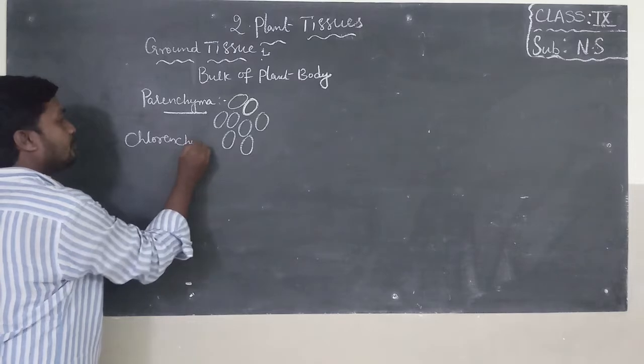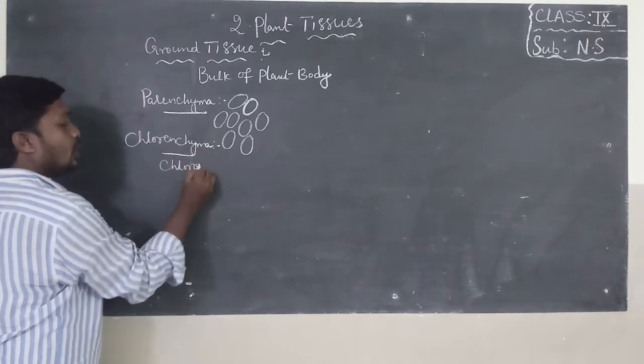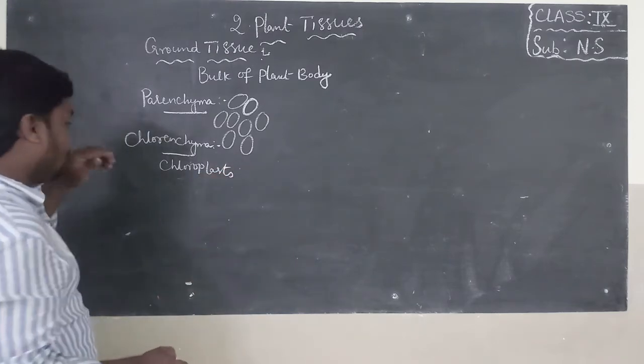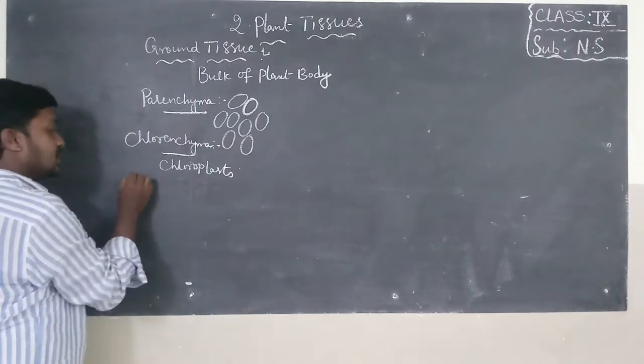chlorenchyma. This chlorenchyma has chloroplasts which help to trap solar energy to prepare starch in the process of photosynthesis.